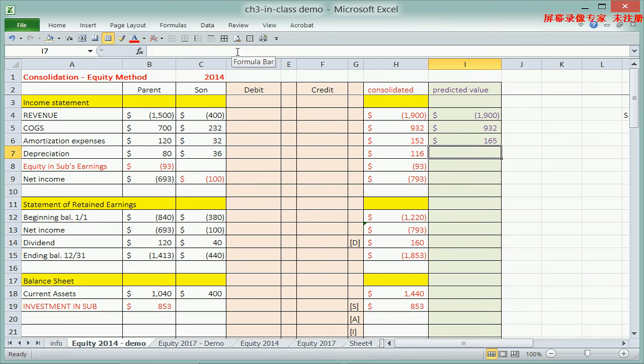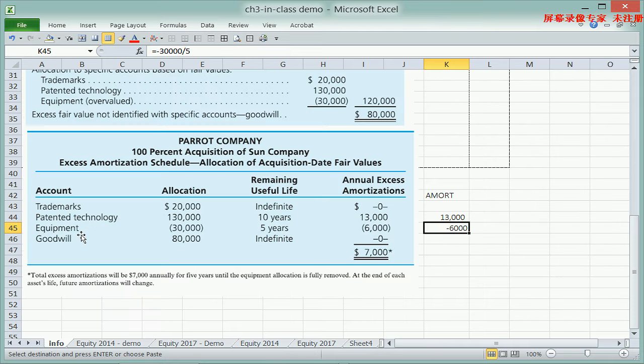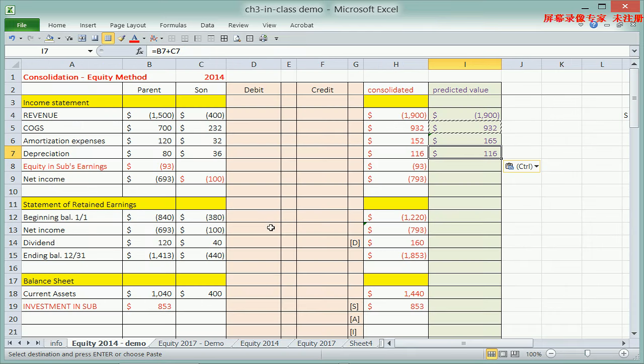Okay, and depreciation expenses are the same. It would be the two added up, but it has to be adjusted for the excess value over book amortization too. So if we look at this table, equipment is the kind of asset that will be depreciated over the useful life in accounting terms. So this negative 6,000 will be depreciating through the depreciation expenses. And here, remember it's a negative 6,000, so we want to minus 6,000.